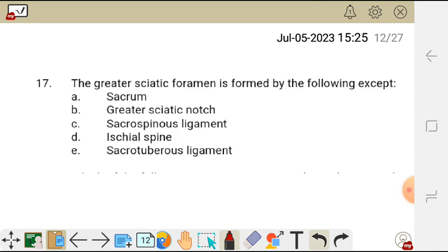Question 17 reads: the greater sciatic foramen is formed by the following except: A. sacrum, B. greater sciatic notch, C. sacrospinous ligament, D. ischial spine, E. sacrotuberous ligament. The greater sciatic foramen is formed by the following except.